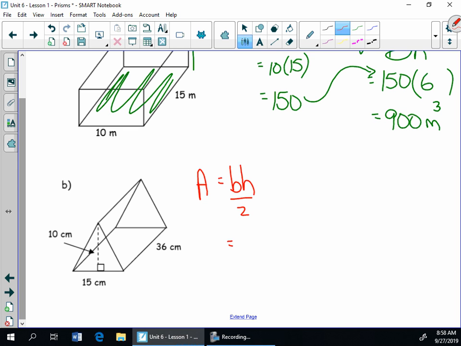My base and my height have to meet at a right angle. There's my right angle, which makes this my base, and my height. 15 times 10 divided by 2 comes out to 75.